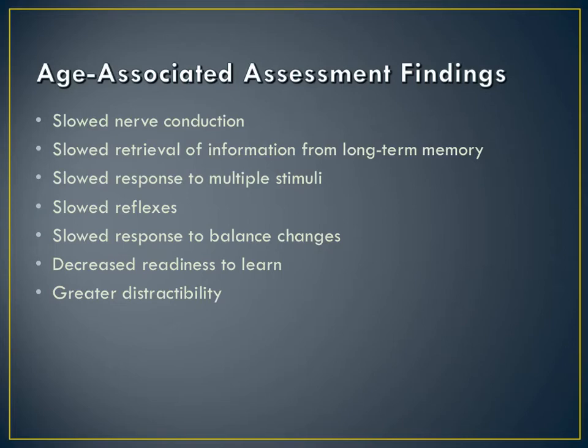We also have slowed nerve conduction, meaning that we can have a slower reaction time, and we also have decreased reflexes. As we age and central nervous system changes occur, we cannot respond as easily to multiple stimuli, and this includes the ability to adapt quickly to environmental changes, such as in temperature.